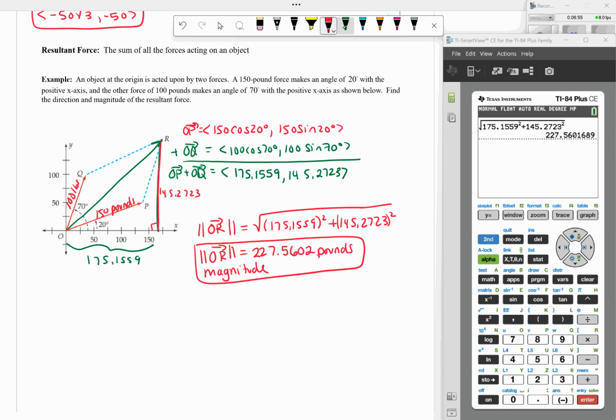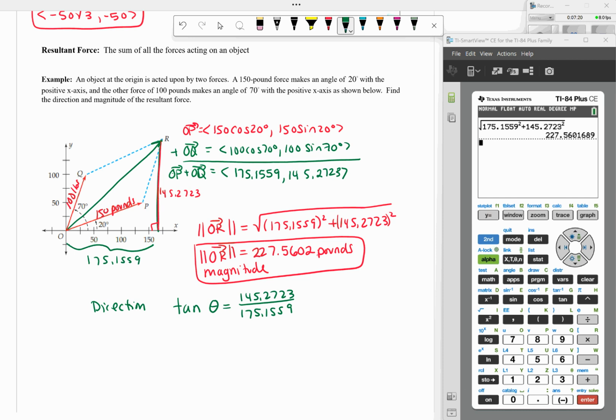And then for the direction, remember, because we have the horizontal and vertical component, that's the opposite and the adjacent. So we're going to use the tangent. So the tangent of theta is equal to 145.2723 divided by 175.1559 because it's opposite over adjacent.